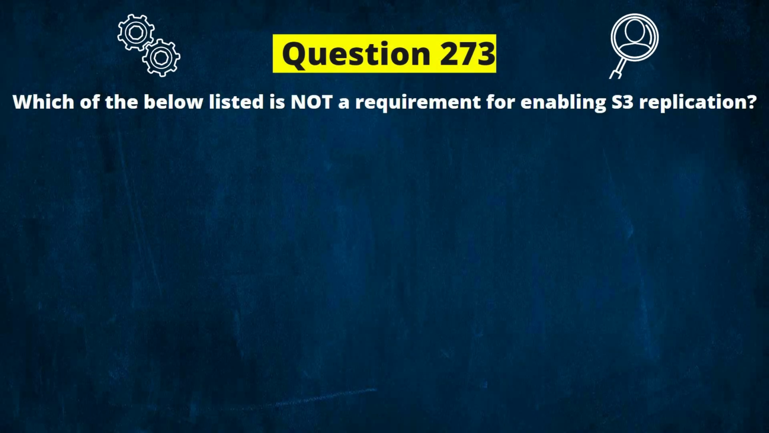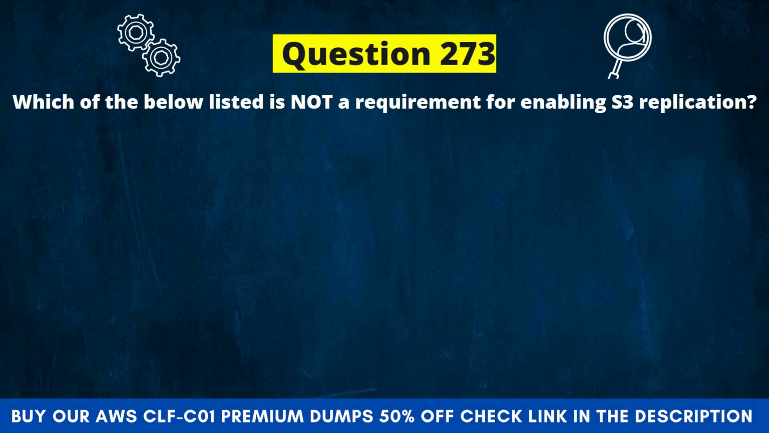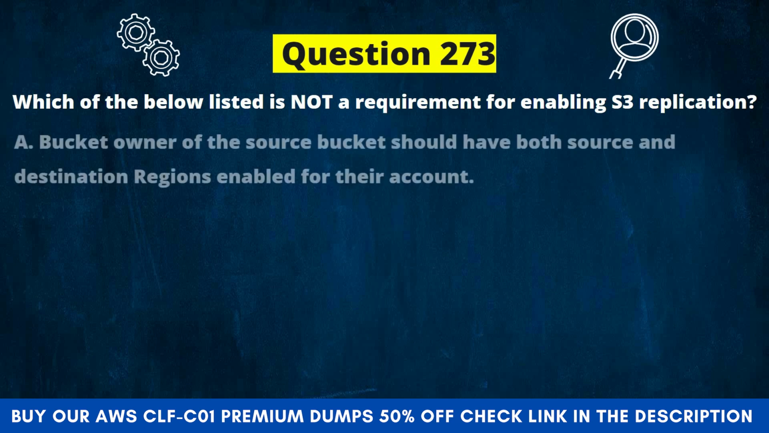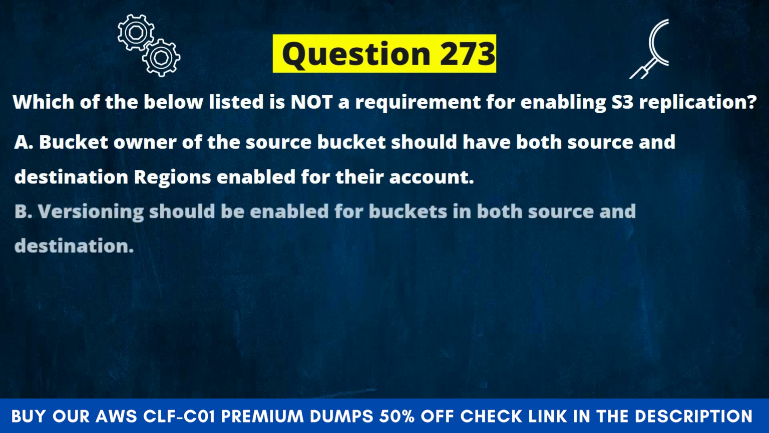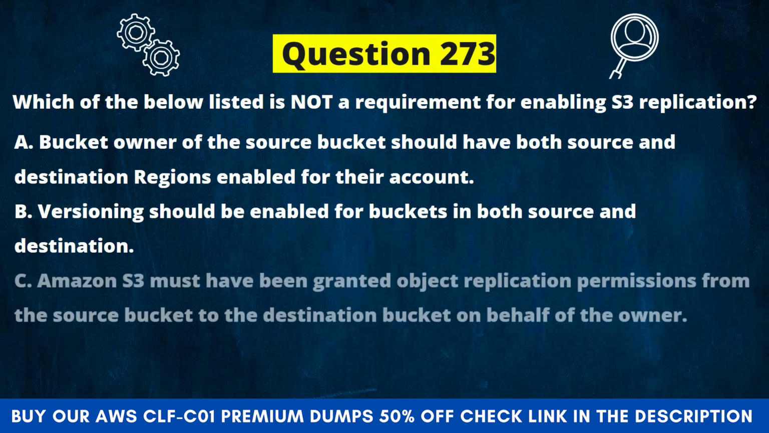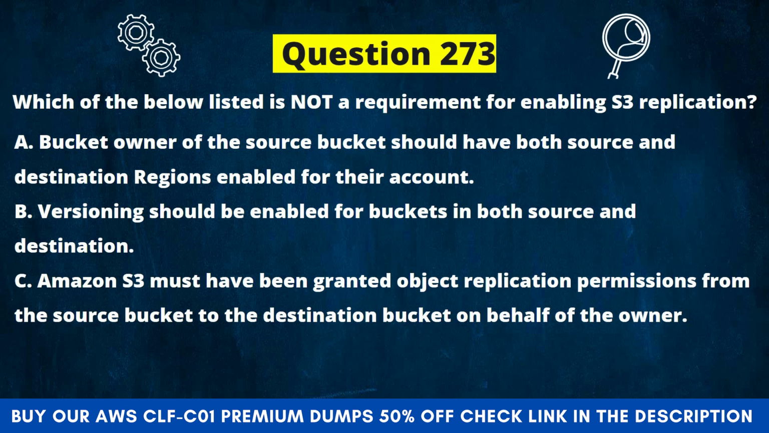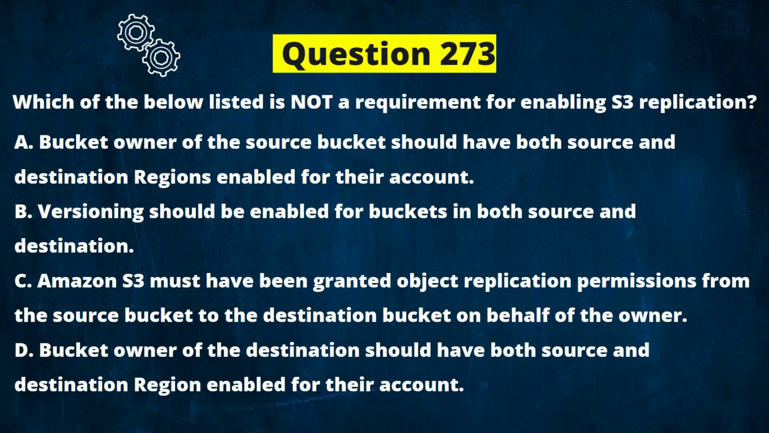Next question. Which of the below listed is not a requirement for enabling S3 replication? The options are: A. Bucket owner of the source bucket should have both source and destination regions enabled for their account. B. Versioning should be enabled for buckets in both source and destination. C. Amazon S3 must have been granted object replication permissions from the source bucket to the destination bucket on behalf of the owner. D. Bucket owner of the destination should have both source and destination region enabled for their account.